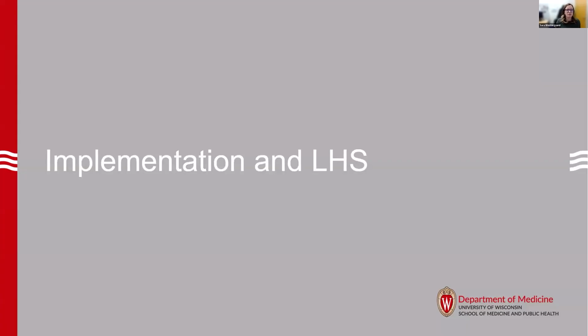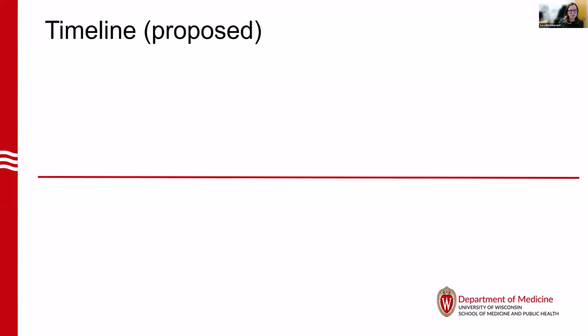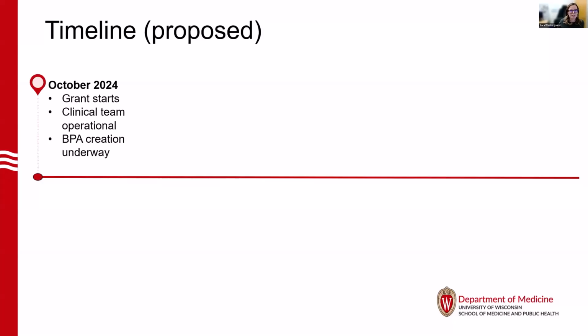I'll jump into implementation and how we have been working with the LHS over the last year. So our proposed timeline: I was notified of the grant, I think, in about August of 2024, and I was pretty quickly able to develop my protocol and get things through the IRB so that we could start the grant October 1.